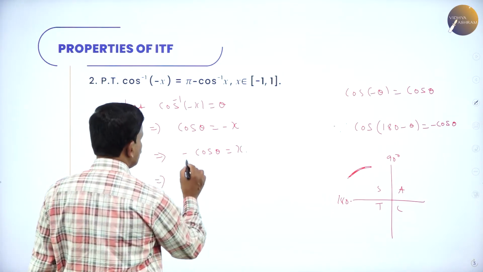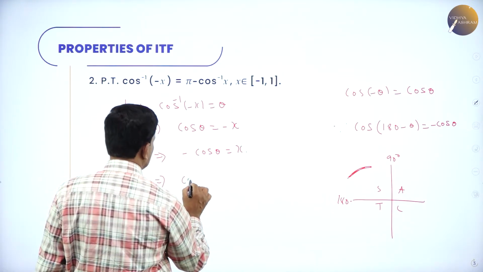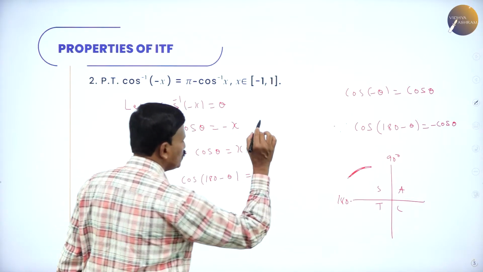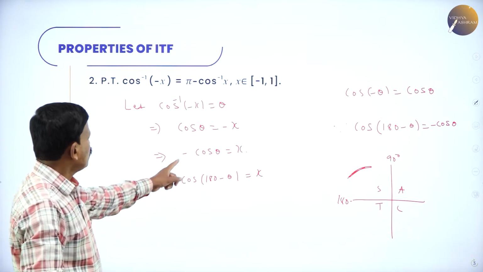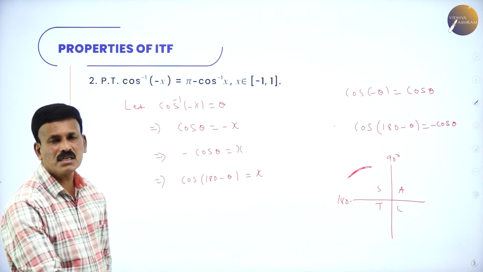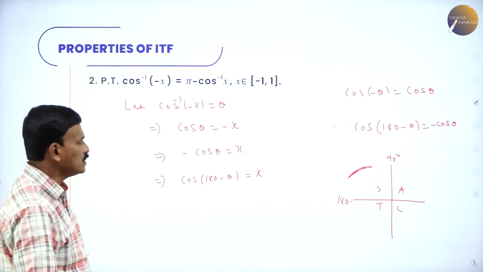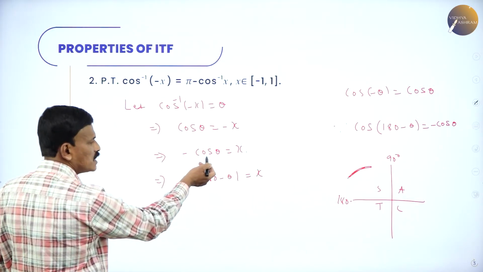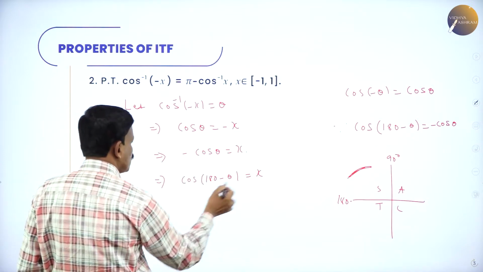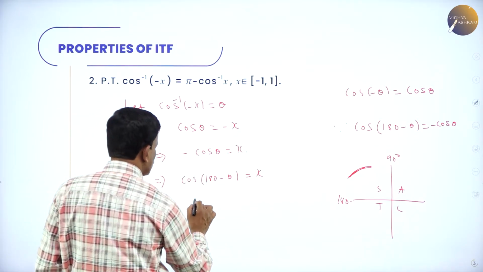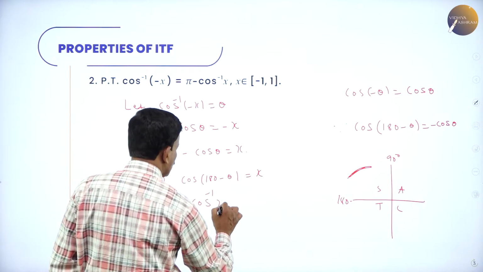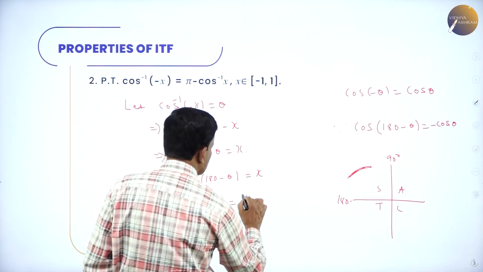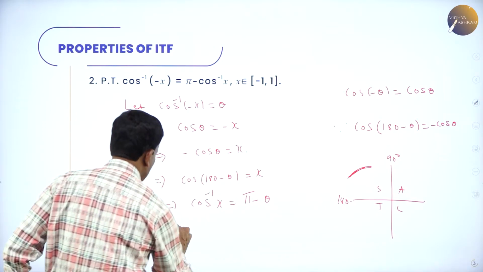This implies minus cos theta can be written as cos of 180 minus theta is equal to x. So cos 180 minus theta is equal to x. Now if you put inverse for this, cos inverse of x is equal to 180, which is nothing but pi, minus theta.